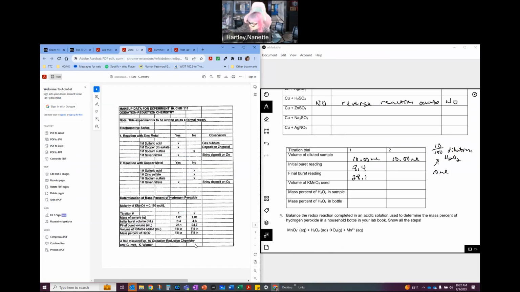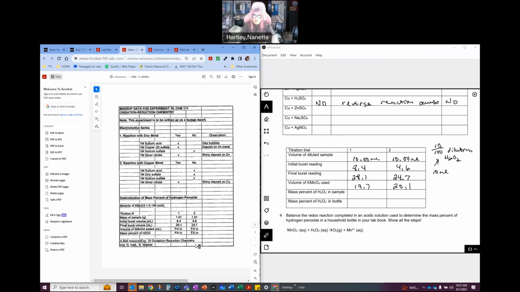Okay, we're going to fill in our data for the second set as well. This is 4.6 is my initial, and then 24.7. All right. Now, how much of that solution I use is the difference between those two. So I take my 28.1, I subtract the 8.4. And that gives me 19.7 milliliters were used here. And then 24.7 minus 4.6, and that's 20.1 here.